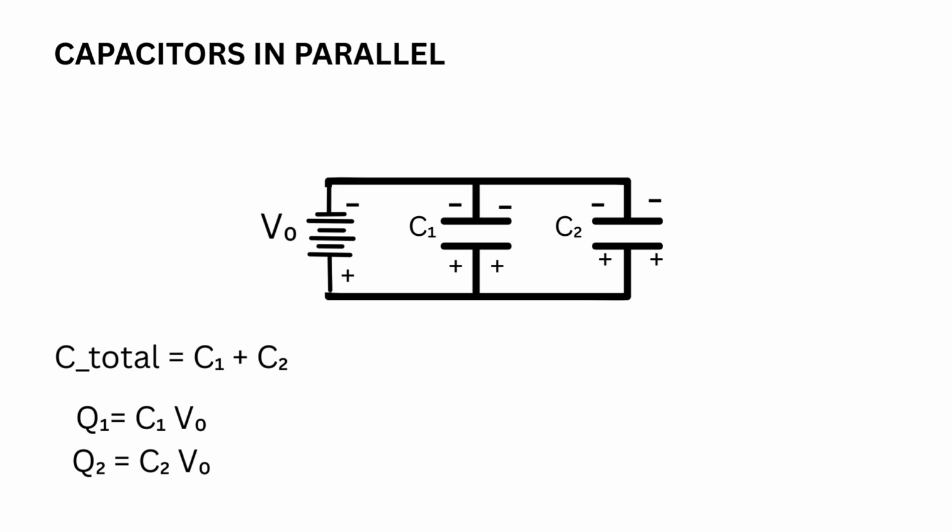When capacitors are in parallel, with all positive plates together and all negative plates together, the equivalent capacitance is the sum of all capacitances. So C equals C1 plus C2. So in a parallel combination, the total capacitance increases. The voltage is the same across each capacitor. Since the formula for charge is Q equals C into V, we can write Q1 equals C1 into V0, and Q2 equals C2 into V0.